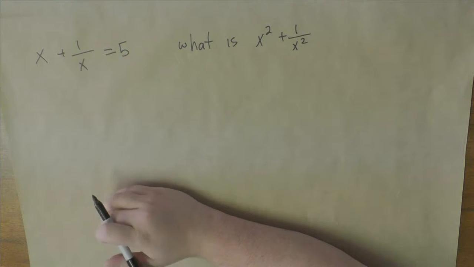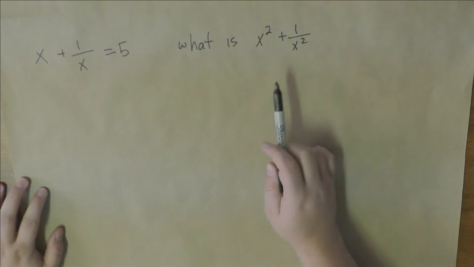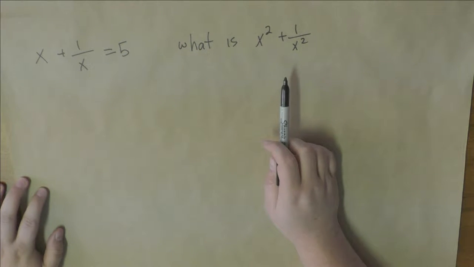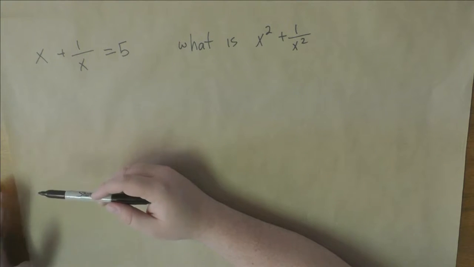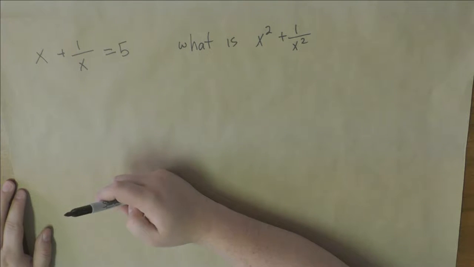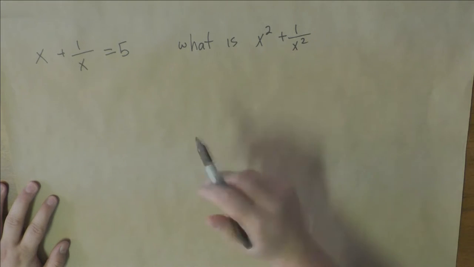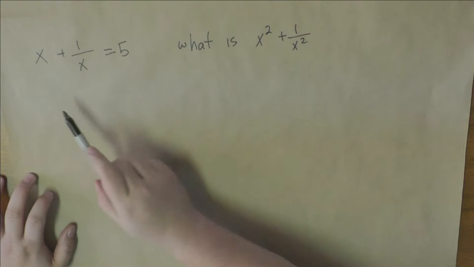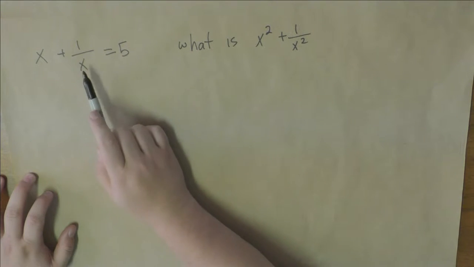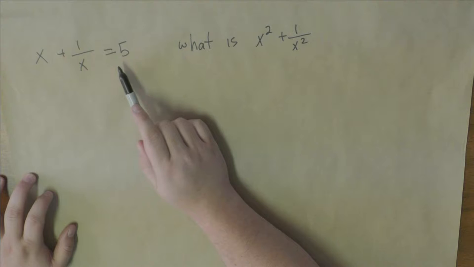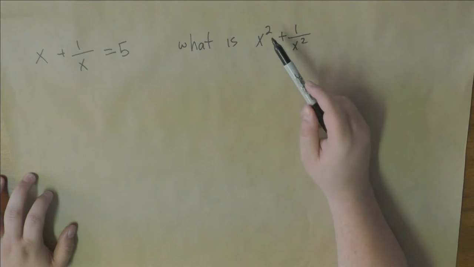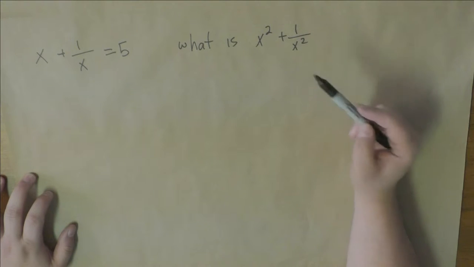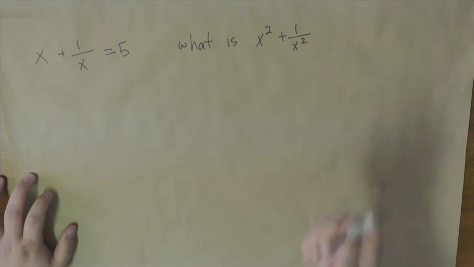Okay, everyone. I got this problem come up on a banner ad the other day. I won't tell you who the banner ad is for, but I just thought the problem was somewhat interesting. Now, it's obvious that you could take this x plus 1 over x equals 5 problem, solve for x, then plug what you get for x into this, and then get a number.